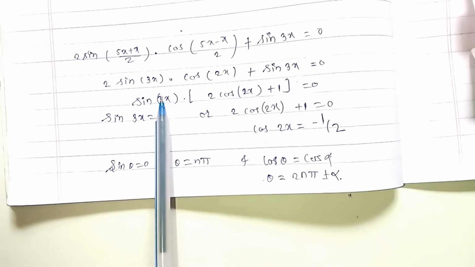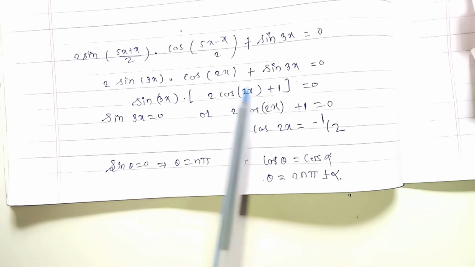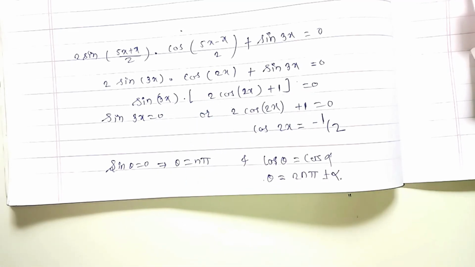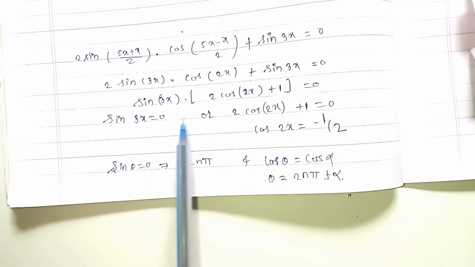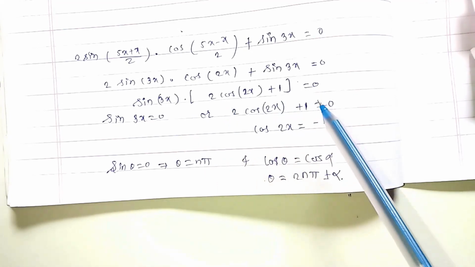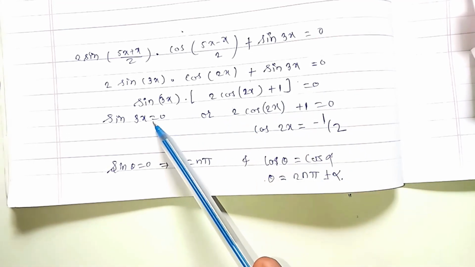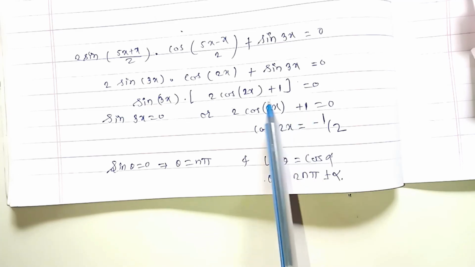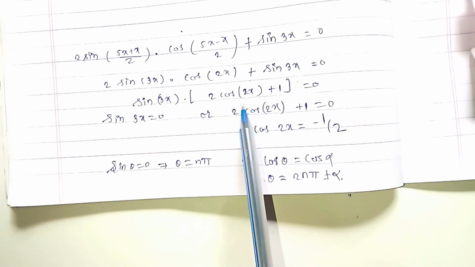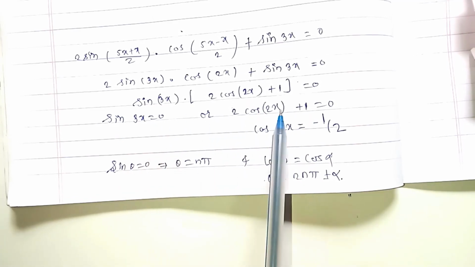Now here we can see the multiplication of two terms is 0, which means one of the terms definitely needs to be 0. That means sin 3x needs to be 0 or 2 cos 2x plus 1 needs to be 0. So if this is 0, then we have no need for the other one. But we have two possibilities: this one is 0 or this one is 0.